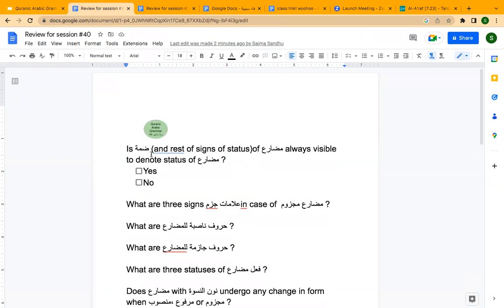So the first question in our review is: are Dhamma and the rest of the signs of the status of Mudare always visible to denote the status of Mudare? What do you think? Do we always have these signs present? I'm not able to see your answers. Can you hear me?